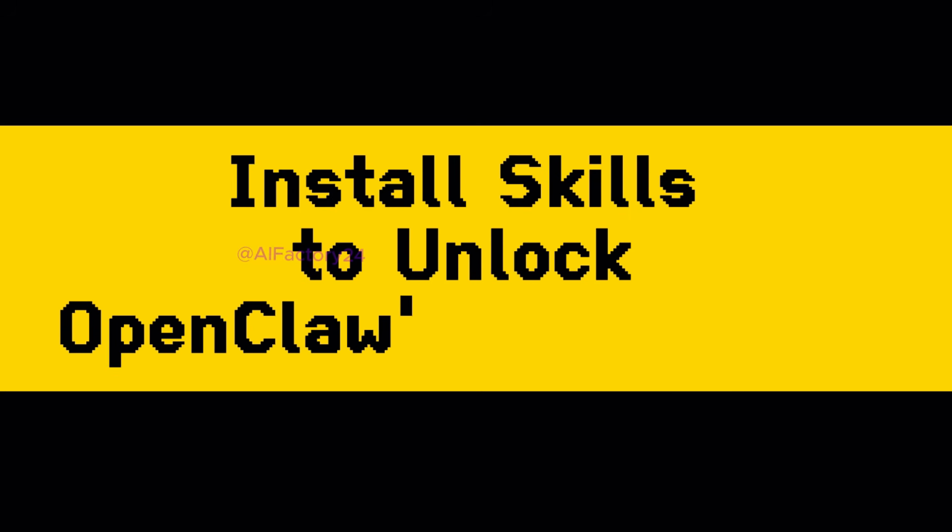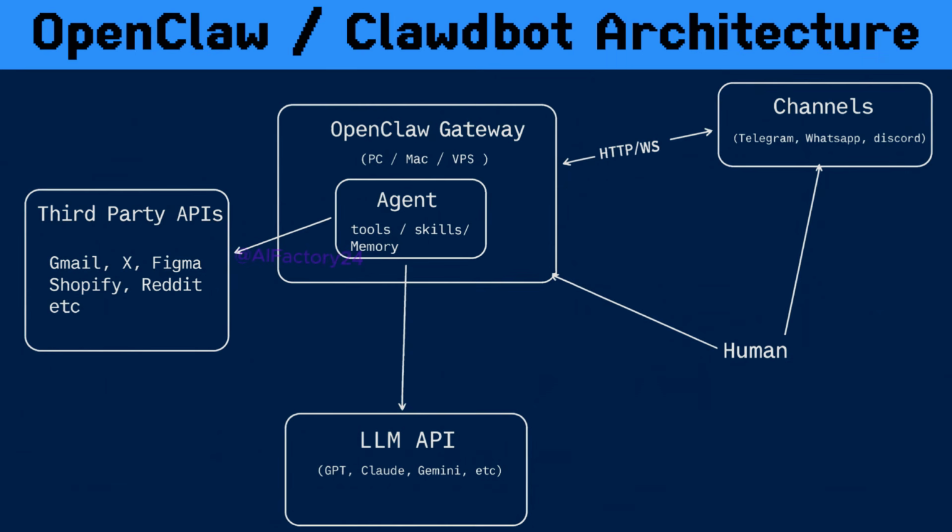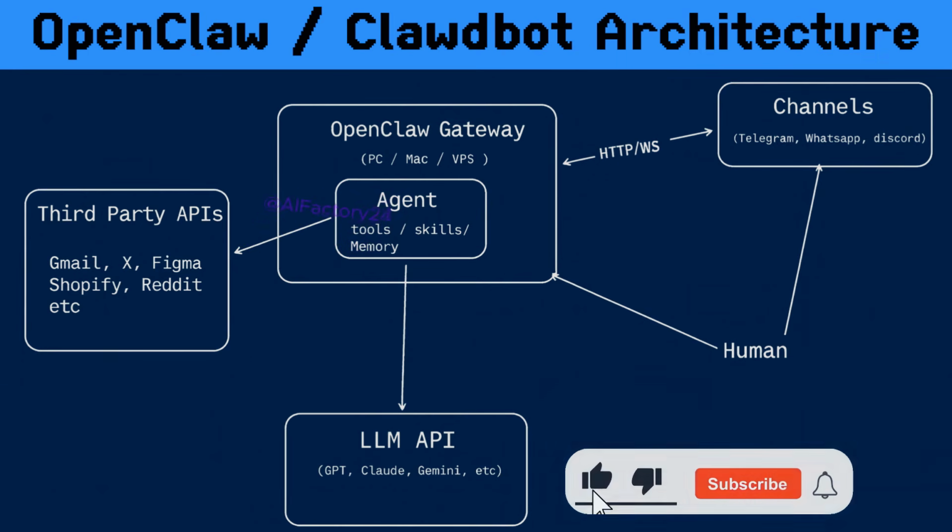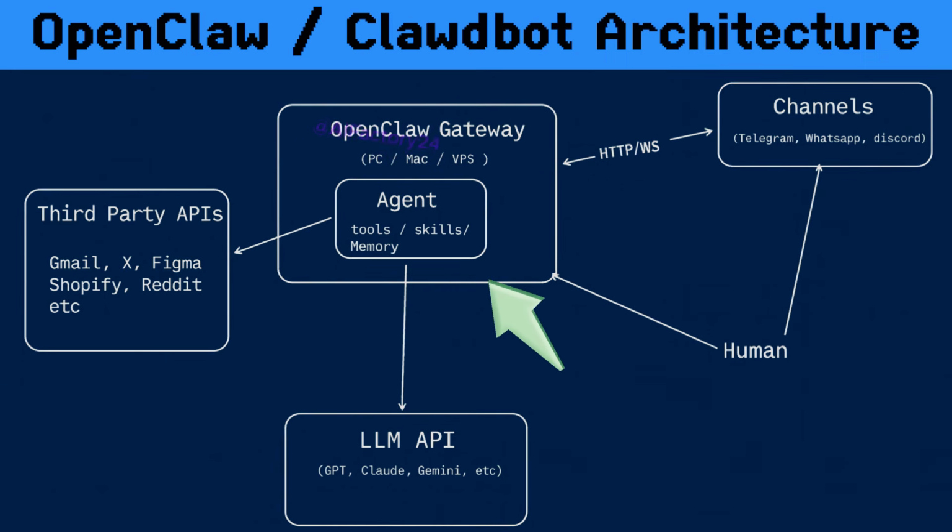Step 2. Install skills to unlock OpenClaw's real power. By now, you might be wondering why OpenClaw can only handle simple tasks. Why can't it manage complex workflows yet? The answer is simple. We haven't given it any skills. Think of OpenClaw like an operating system. On its own, it can run, but it can't do much. To perform real work, it needs apps, and in OpenClaw's world, those apps are called skills.